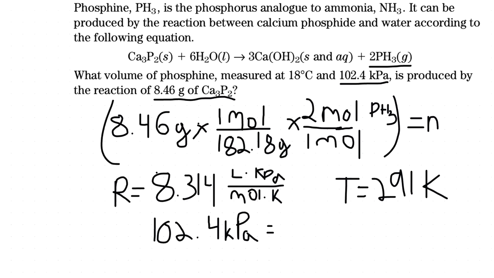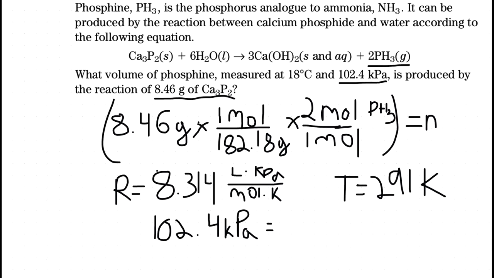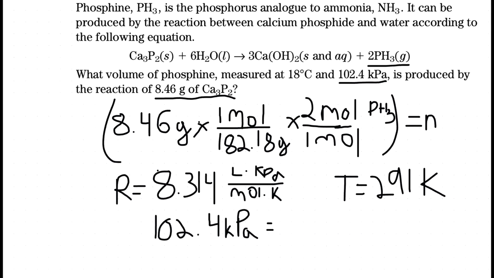2.19 liters of phosphine. Okay, I think it makes more sense. At first, I thought I was using like the combined gas law, and that's why I thought I needed to convert it to liters using the 22.4. But here's the thing about the combined gas law or any of the gas laws: they're set up as relationships. So that means I'm changing something.